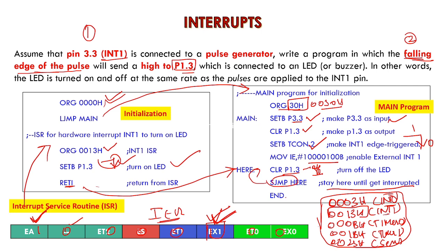So I hope you understand this program. Okay, here the main important things are the falling edge, then your register, the TCON register. Another thing, the activation level. There are two activation levels, one is your low level, another is edge level triggering.